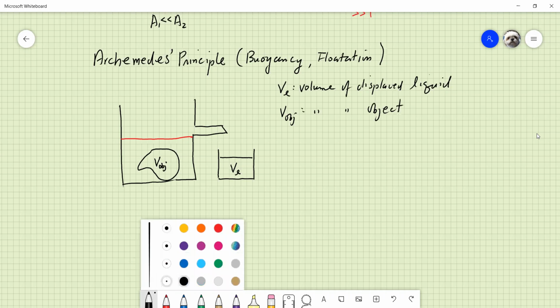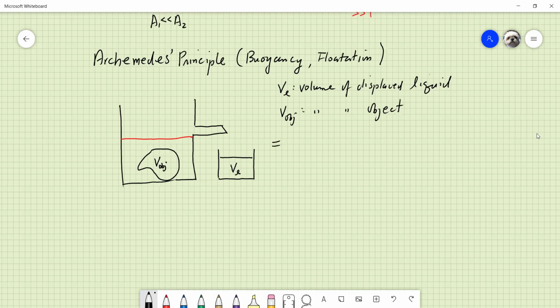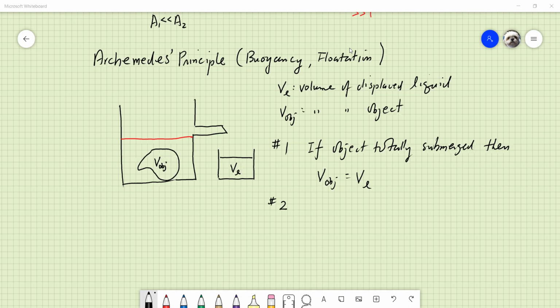Now, what the Archimedes principle says is the following. Number one, if the object is totally submerged, then the volume of the object should be equal to the volume of the liquid. Good. Now, immediately you will have a very important application of that one. What is that? That will be this.